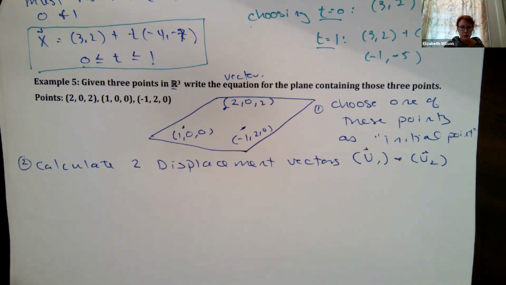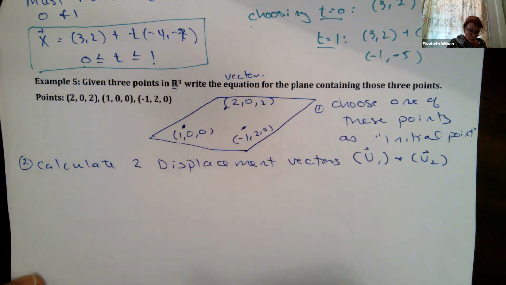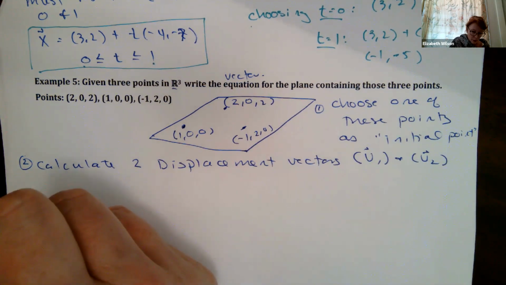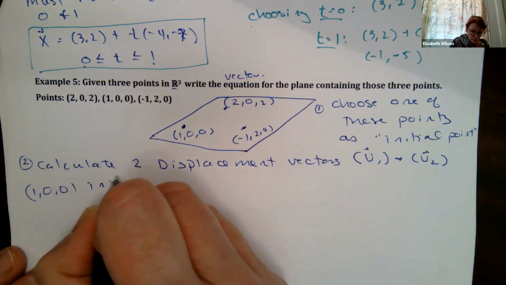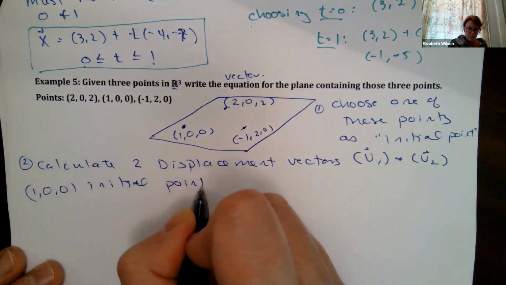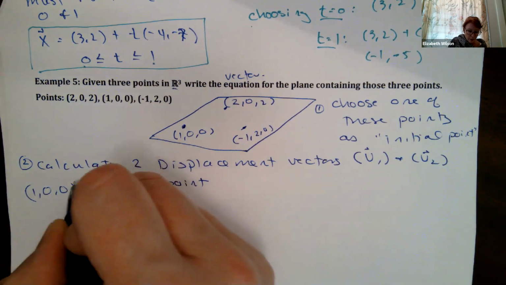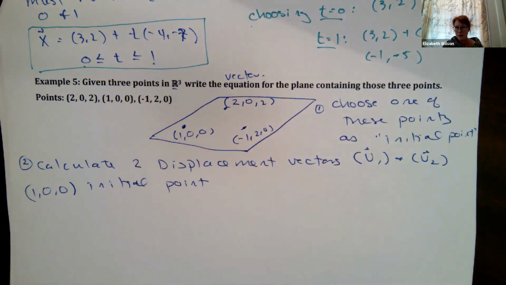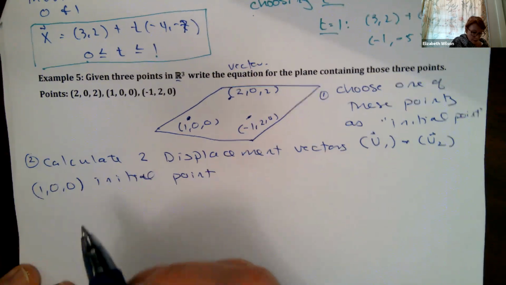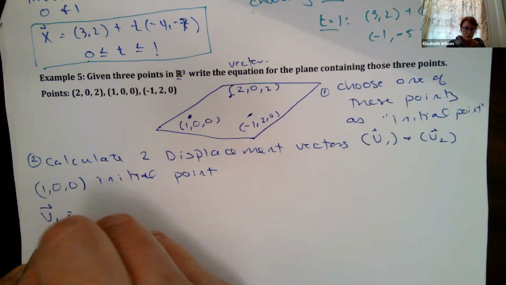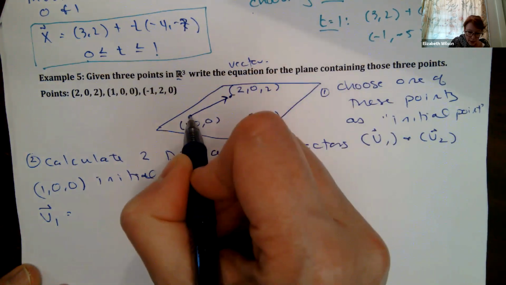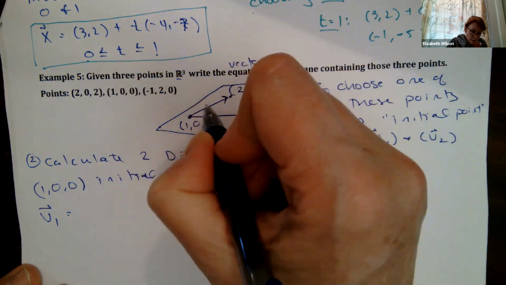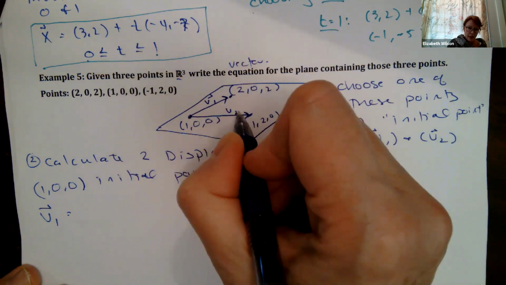It doesn't matter which one you choose. I tend to choose the one that has the most zeros in it because I have to subtract. So I think I'll choose, so let's do this. I'll choose 1, 0, 0 as my initial point. Okay, if I choose that as my initial point, like I said, it's arbitrary, but I'm choosing it because it has the most zeros in it. So now when I want to calculate V1 as my first displacement vector, I'm going to just draw it out so I can visualize. So I'll call this V1 and that V2.